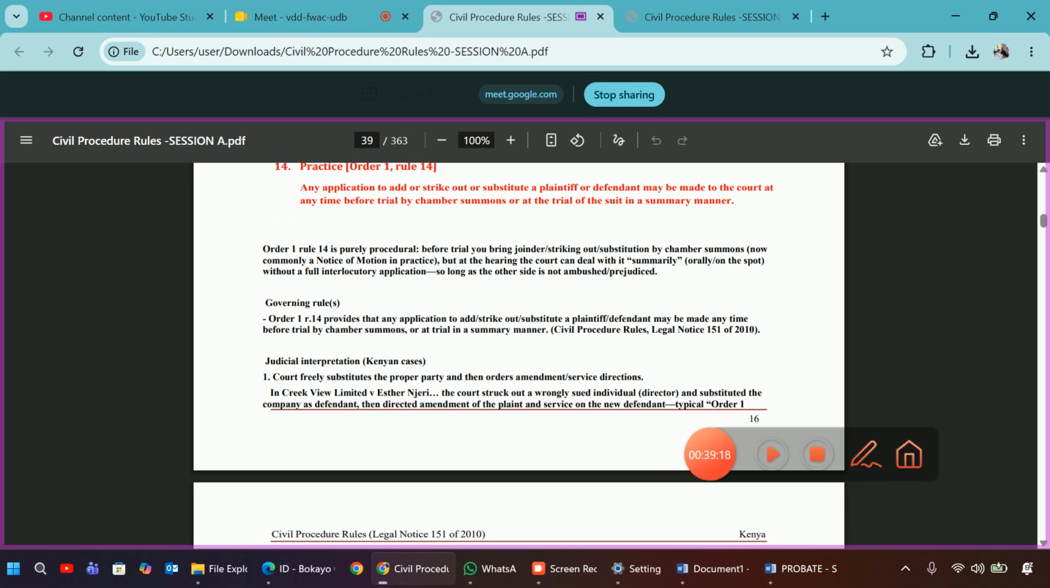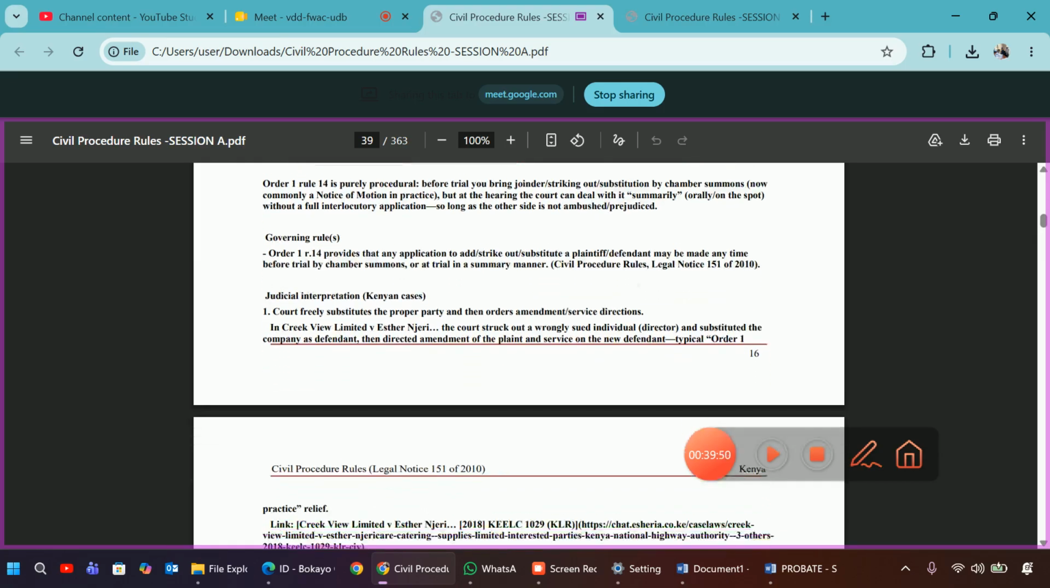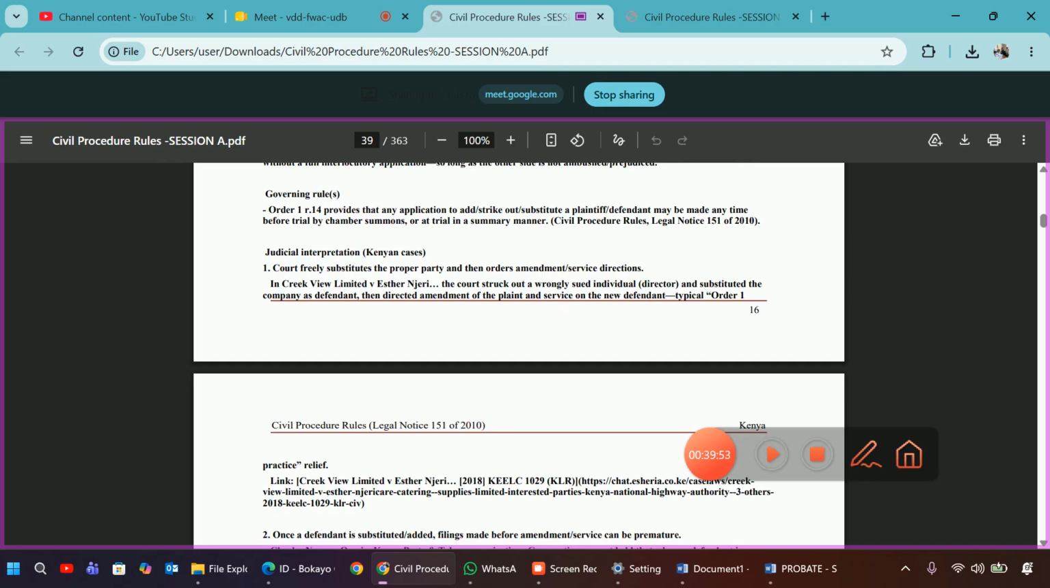So the governing rule is that Order 1, Rule 14 provides that any application to add or strike out or substitute a plaintiff or defendant may be made any time before trial by chamber summons or at trial in a summary manner. Okay, so because the rules have directly stated a chamber summons and the examiner has directly told you that the suit has not yet commenced, use a chamber summons. The examiner will not know whether you use a chamber summons or notice of motion, you may be cured under Article 159, but the marking scheme can be strict. So key takeaways from judicial decisions, we see that courts freely substitute the proper party and then order amendment and service or directions.